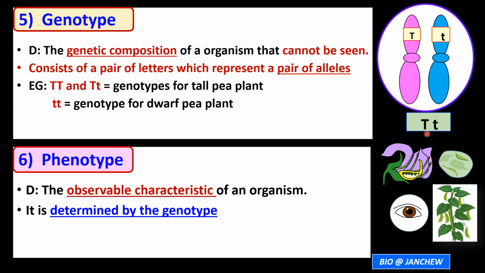So if the genotype is big T, small t, that means that on a pair of homologous chromosomes, on one of the chromosomes you have a big T allele, the allele for tall stem, and on the other one there's the allele for dwarf stem, which is small t, like this. The alleles are found on a pair of homologous chromosomes if they're of the same gene.